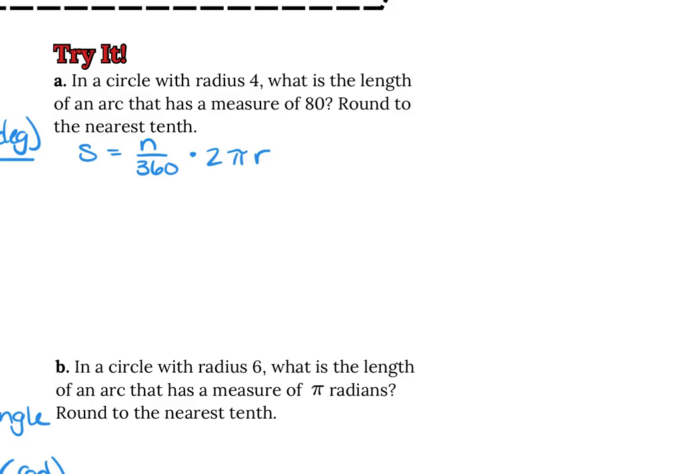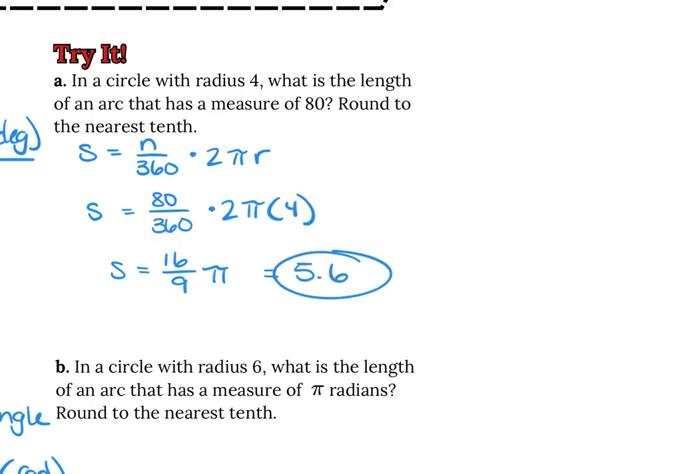We're going to take this formula that we just came up with, and we will plug in the information we know. So we're looking for S, that length. We know our measure is 80, so N is 80. And I know that my radius is 4. Okay, I'll go ahead and calculate. I would get 16 over 9 pi, which is going to end up about 5.6. Okay, B.